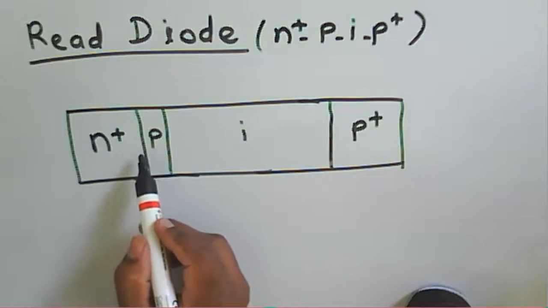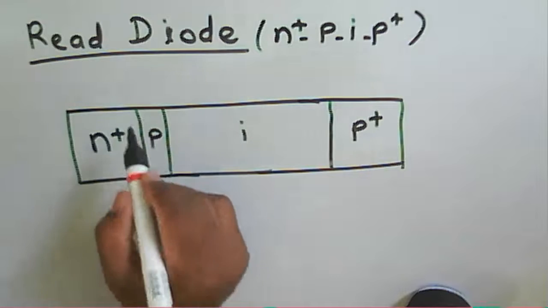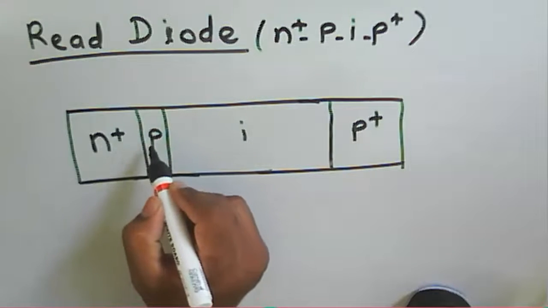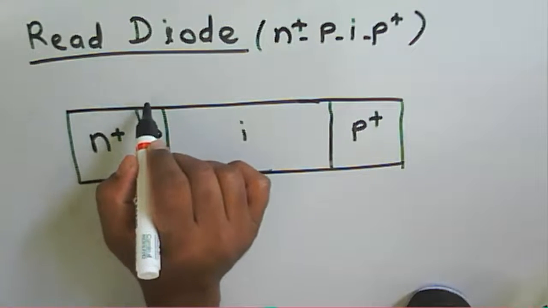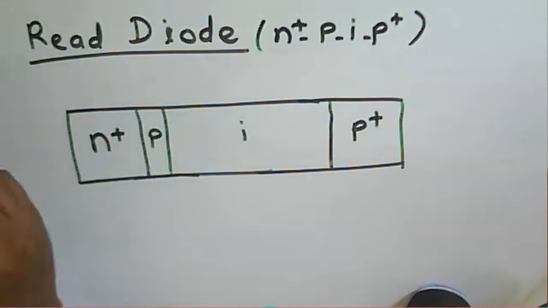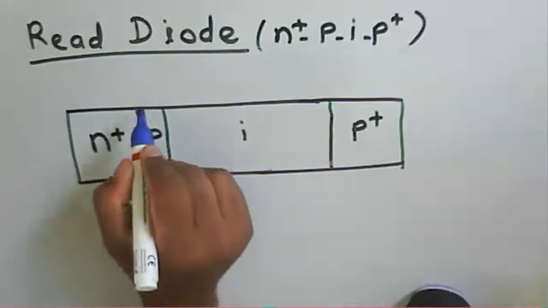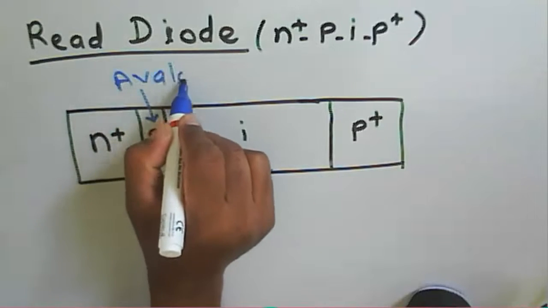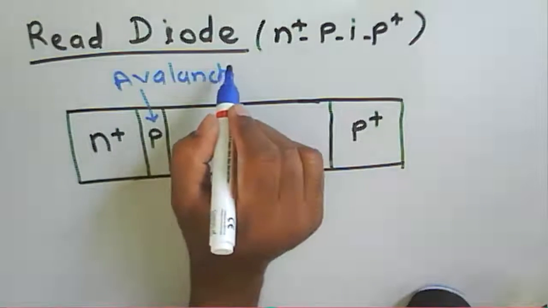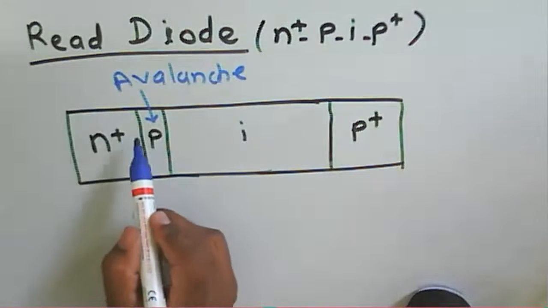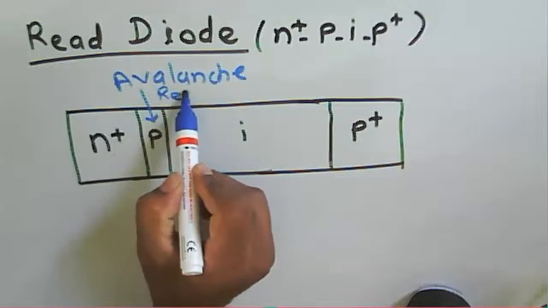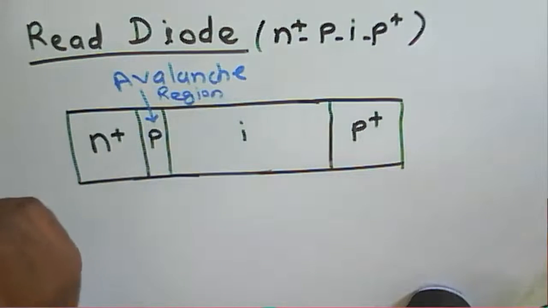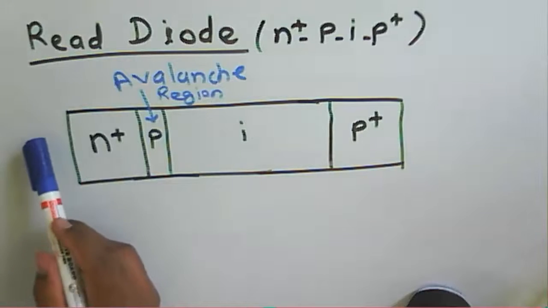In this first region, at this junction, electron and hole pairs are generated. That is why this particular region is thin, and that is why it is called the avalanche region. So this one is the avalanche region.